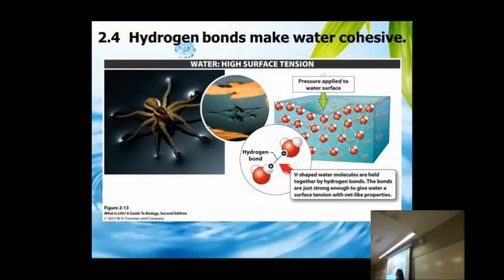If you've ever seen those little insects that seem like they can walk on water, and they put their feet down in the water and they have the little bubble, it seems, right around the bottom? That is because water has a very high surface tension. These V-shaped water molecules are held together by hydrogen bonds, and the bonds are just strong enough to give water a very high surface tension. So this is why things float on top of the water, like this insect that we have right here.